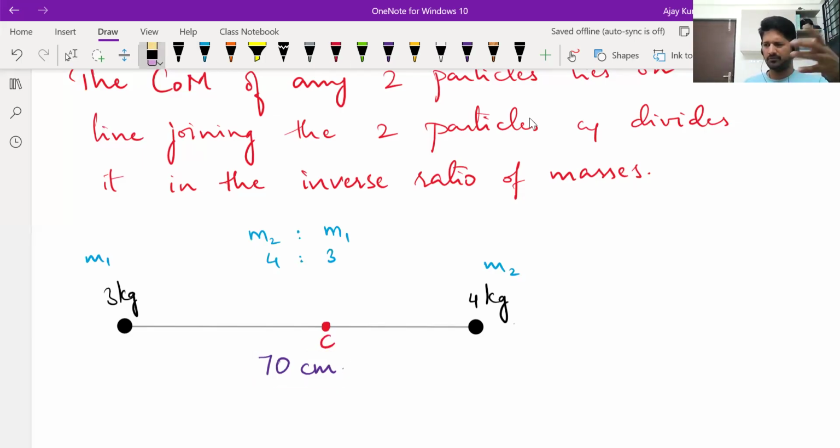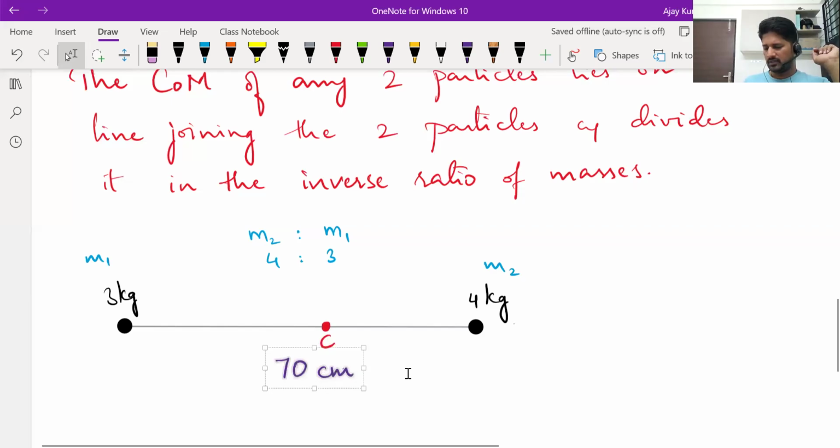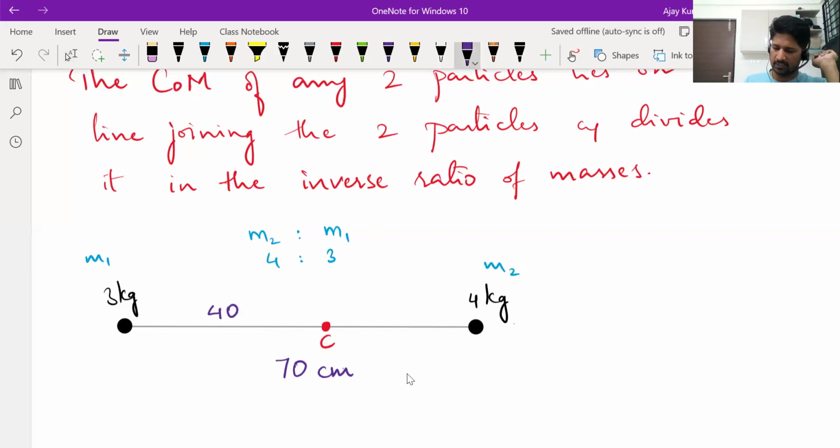Now listen, all of you. Some of you may not be very comfortable splitting a certain number into a ratio. Now 70 centimeters, you have to split in the ratio 4 is to 3. Means you have to divide it into 7 parts first and put 4 parts on the left side, 3 parts on the right side. Now 70 centimeters, when you divide it into 7 parts, each part will be 10 centimeters. 4 of those you have to put on the left side. So on the left side, you will have 40 centimeters. 3 of those you put on the right side. So right side will be 30 centimeters. That is where the center of mass lies.